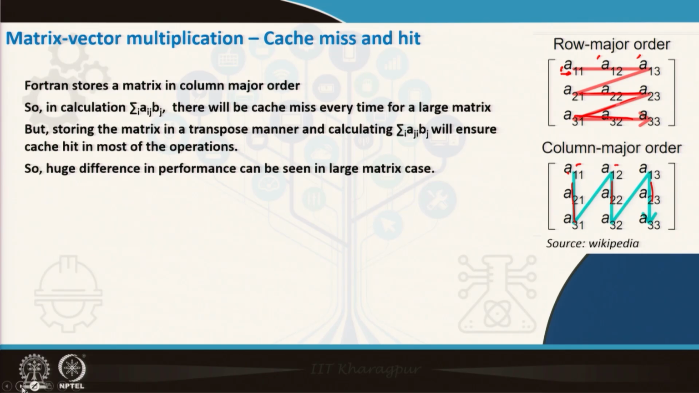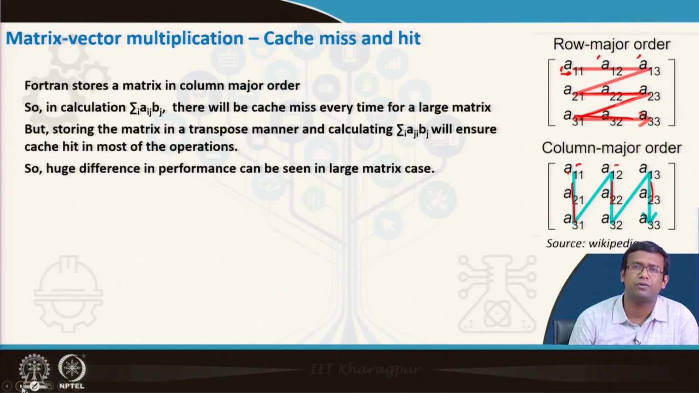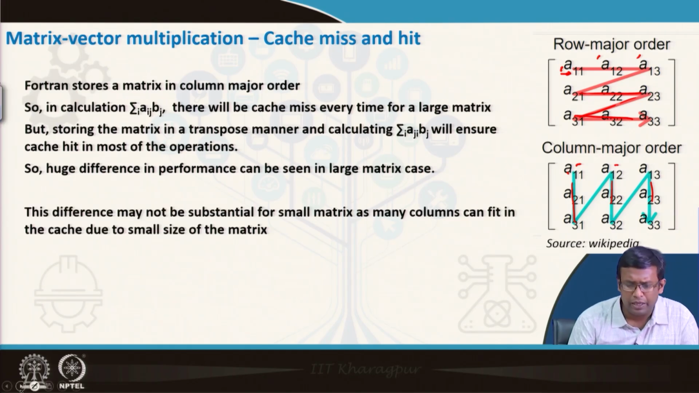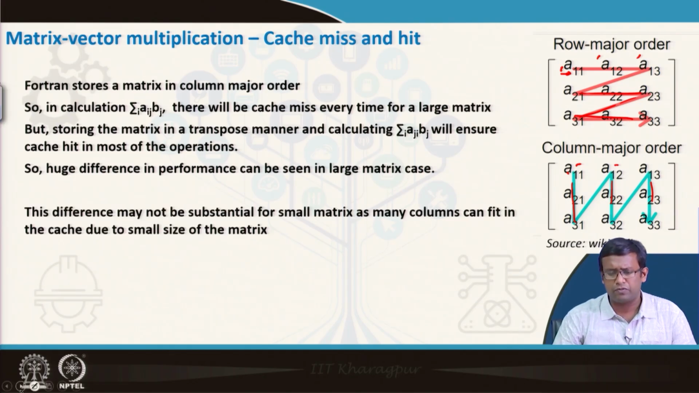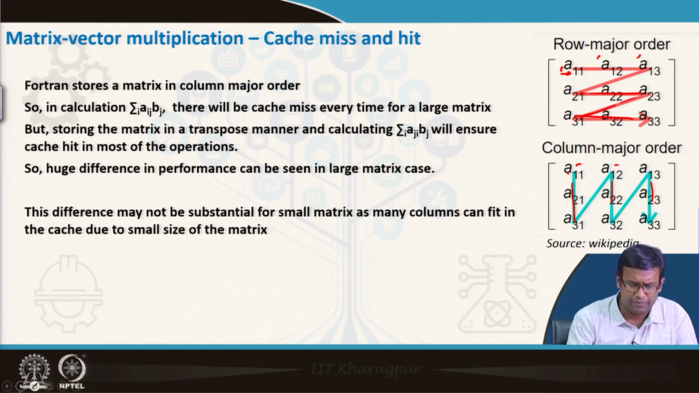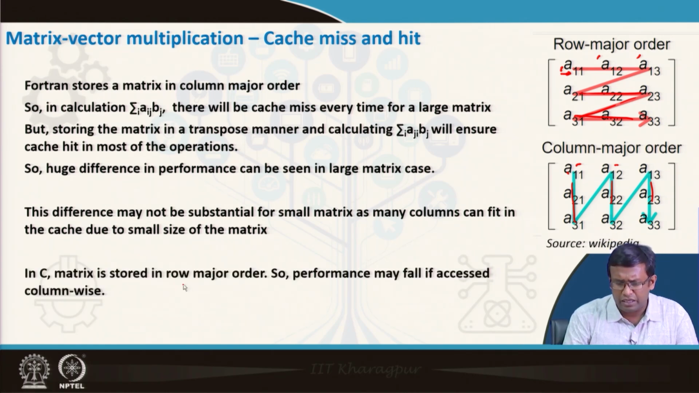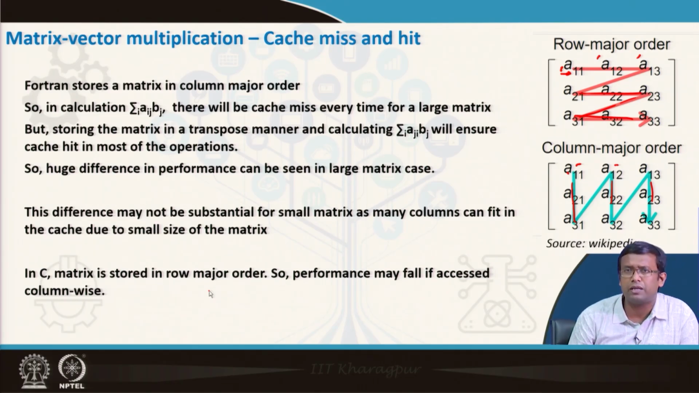If the matrix is small, the entire matrix might fit into the cache, if we are just talking about a 3 by 3 matrix. But if we are talking about a million by million matrix, then the performance issue will be significant. For a small matrix it will not be substantial, and the columns can fit in cache. Now in C it is stored in row major order. In case we try to store it as B transpose and multiply it in C, then there will be a problem because the matrix is stored in row major order.